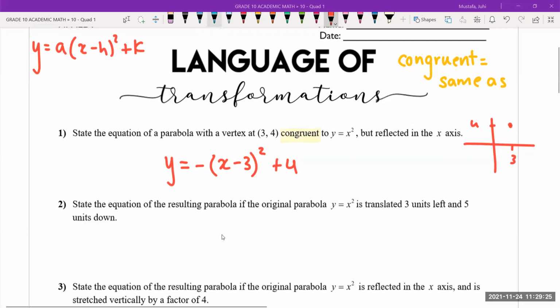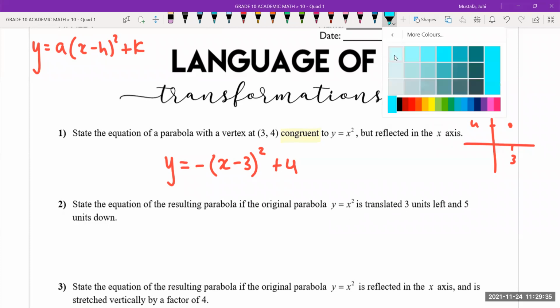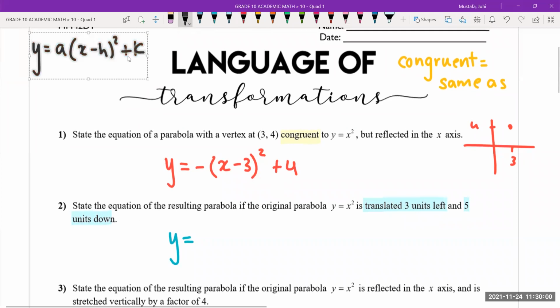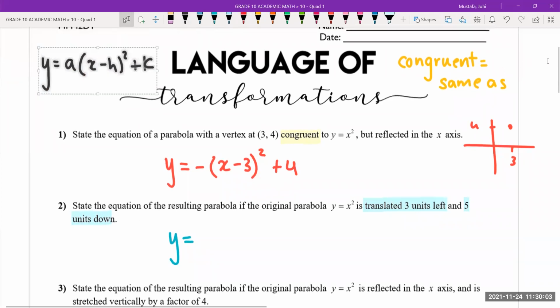Okay, question number 2 is, state the equation of the resulting parabola if the original parabola y = x squared is translated, let's just highlight some stuff, translated 3 units to the left and 5 units down. So y equals, there's no reflection, there's no stretch or compression. All we know is it's being translated 3 units to the left and 5 units down. So really the only numbers we're going to be looking at are our h value and our k value. And I'm just going to move this over here so we can see it at all times.